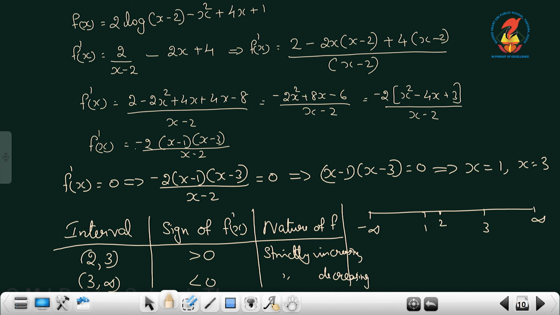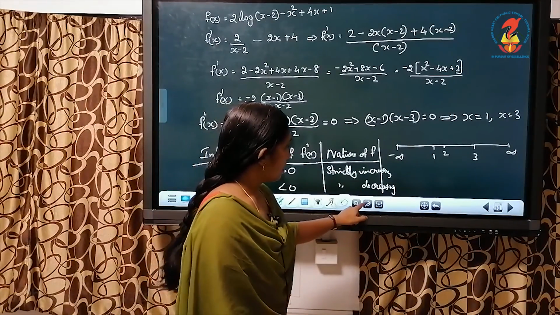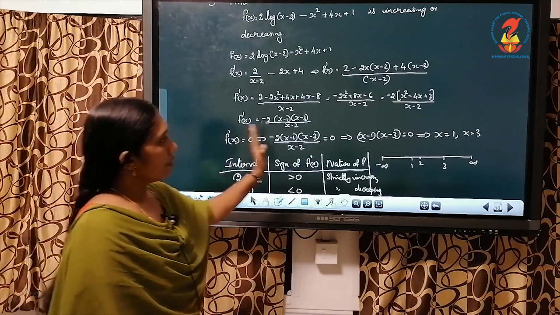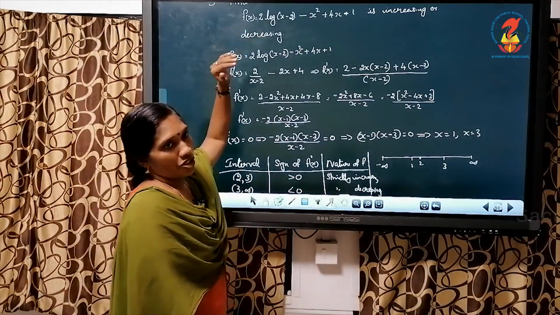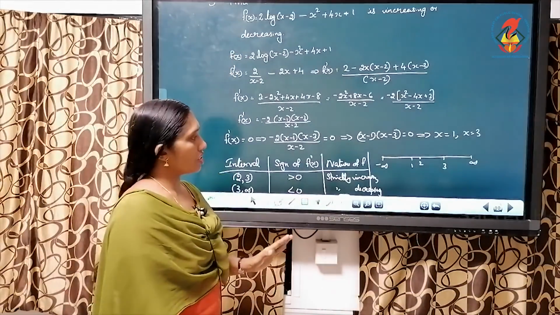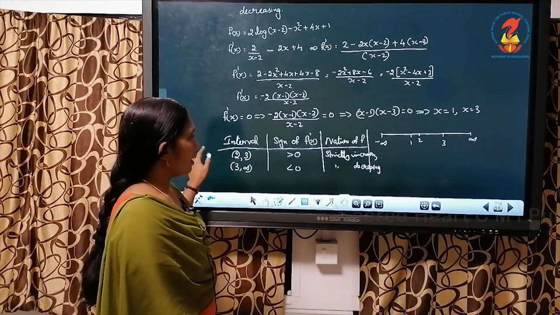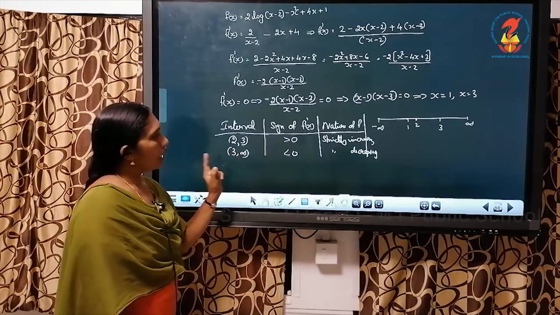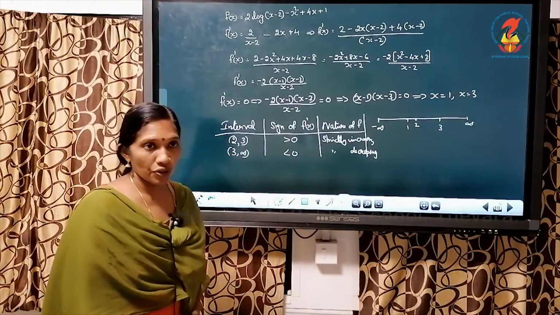So we got the intervals. I hope all of you understood this. The important thing is, when we get the values of x, you have to check the domain of the function, then only take the intervals. Then write the conclusion: the function is strictly increasing on 2 to 3 and strictly decreasing on 3 to infinity. I hope all of you understood this.